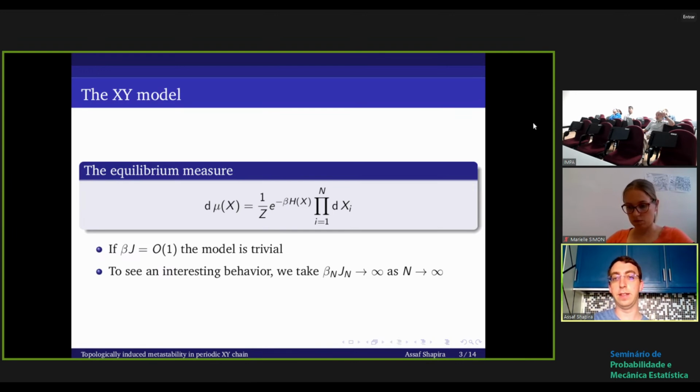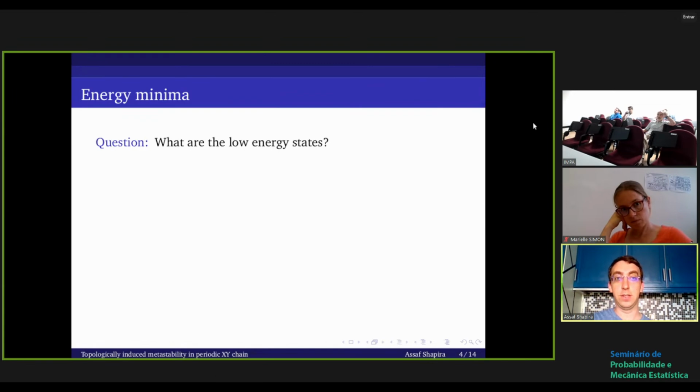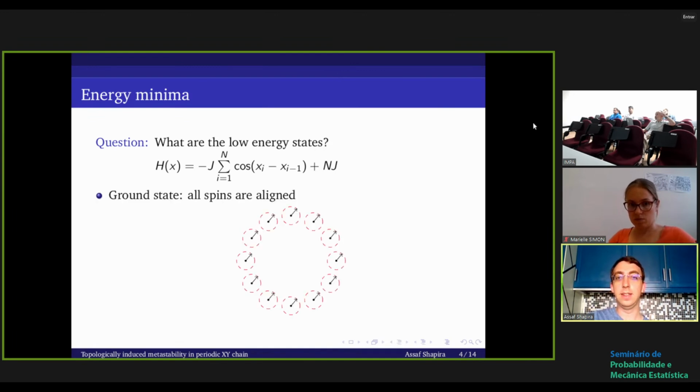In general, when we have a large beta or low temperature, the system goes to states with very small energy. So the first question we ask is, what are the low energy states? So let's write again the Hamiltonian. So this is the energy. And we see that the lowest possible energy is when all cosines equal 1, which means that all x's are equal. So all spins are aligned. And this is the ground state. So the minimal energy state is the ground state.